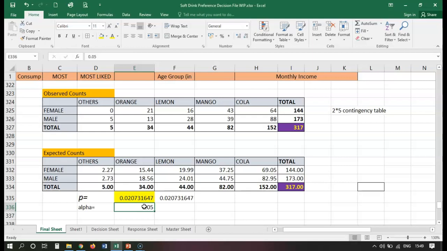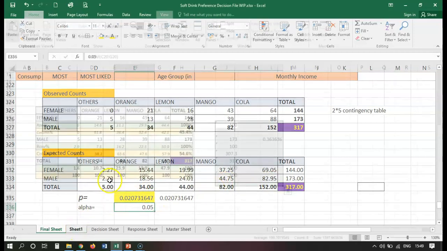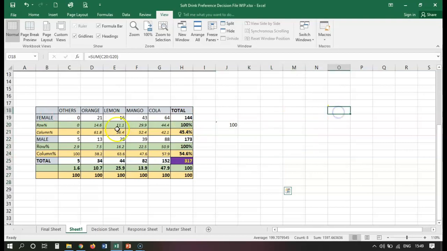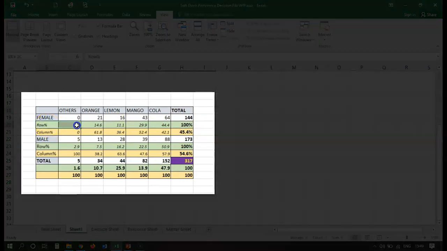Now, the next question is whether there is a gender-wise inclination towards a particular flavor. Whether males would love to have some flavor and females, in contrast, would love something else. Let us see for ourselves with the data that we have found in this table. This green row is showing the row total percentage, and column percentage is shown by the orange cells.